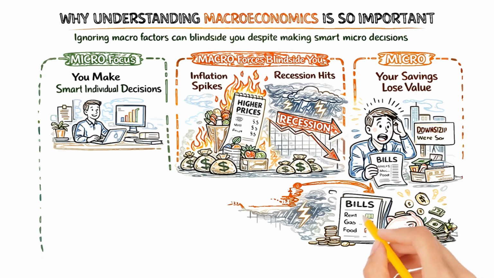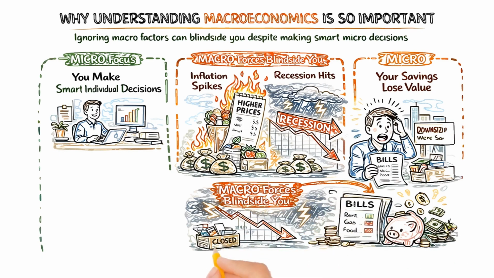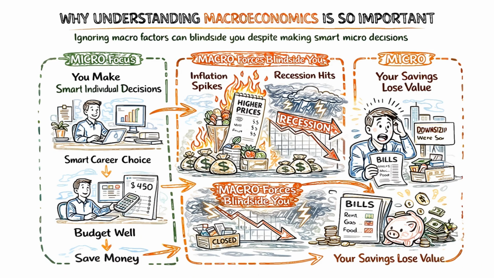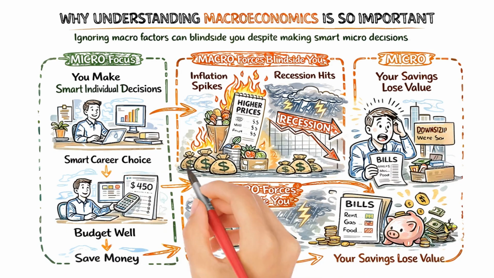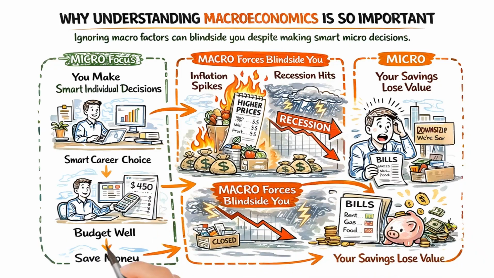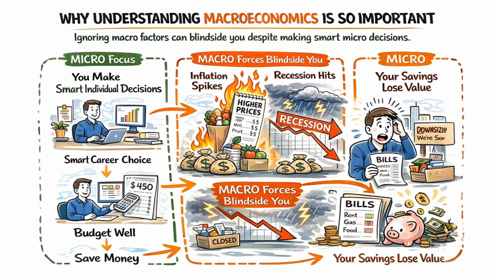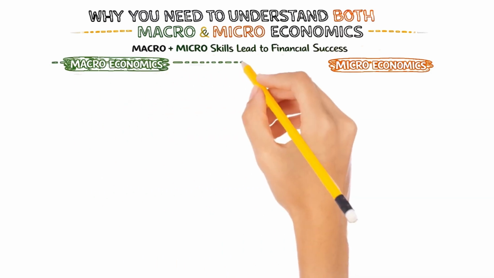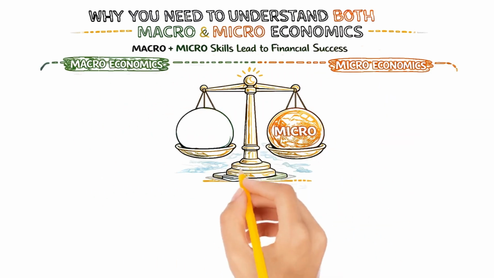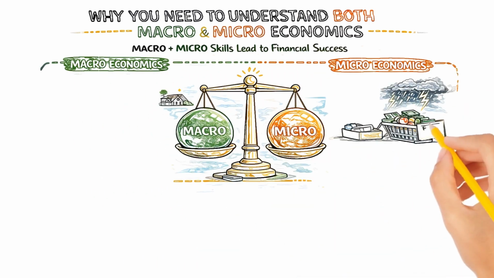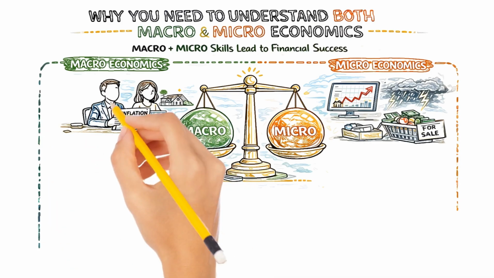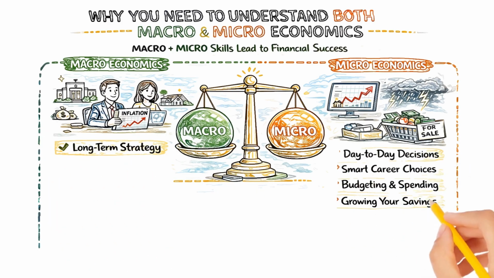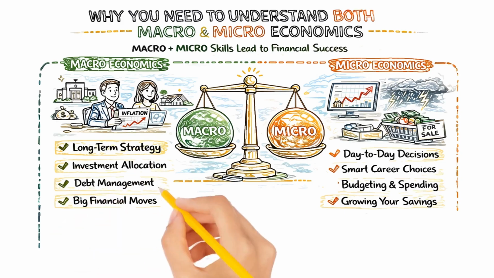If you only understand micro, you'll make good individual decisions but get blindsided by macro forces. You'll pick a good career, budget well, save diligently, but won't see the recession coming or the inflation surge that erodes your savings. If you only understand macro, you'll see the big picture but won't execute at the individual level. You'll know inflation is coming but won't adjust your portfolio. You'll understand interest rate policy but won't refinance your mortgage at the right time.